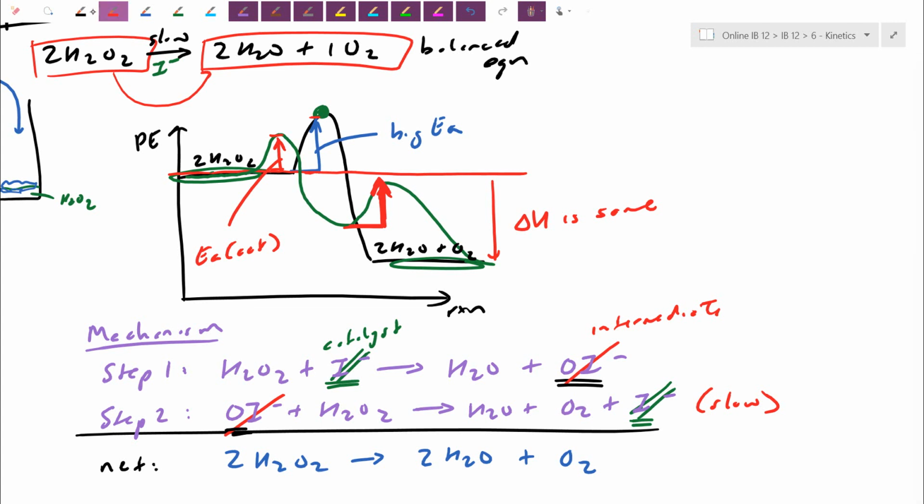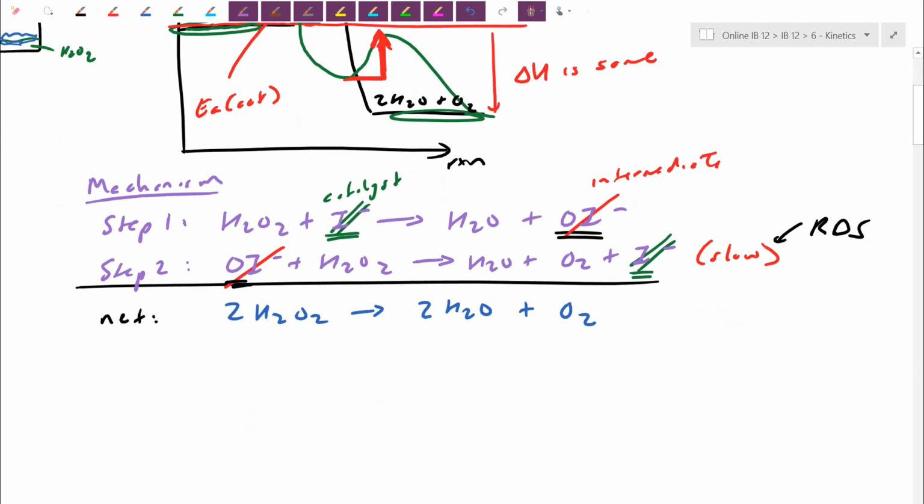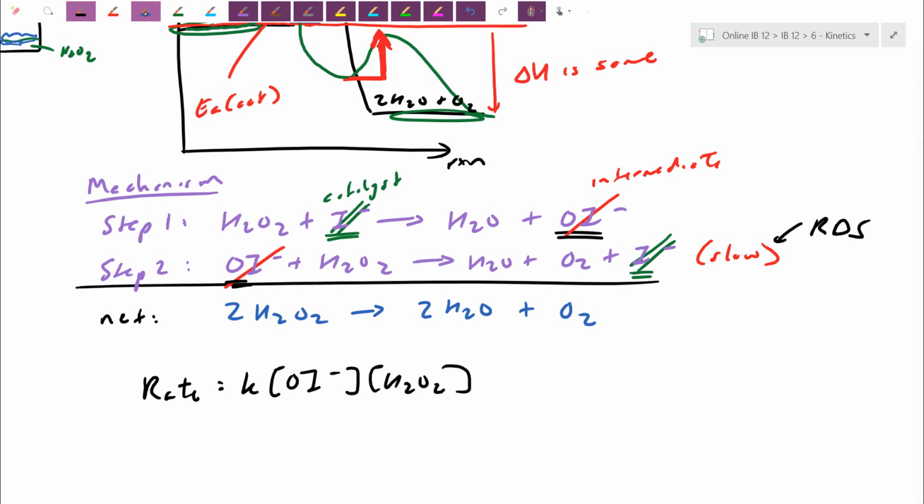They need to tell you what that is, and in this case we can call this the RDS, the rate determining step. Because this is already the proposed mechanism, I can borrow these coefficients. The rate is supposed to be k times the reactants of this slow step: k times OI minus times H2O2. Only problem is the OI minus isn't actually a reactant. We already said OI minus was an intermediate.